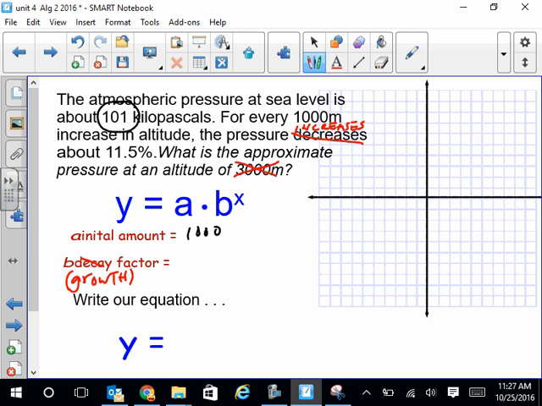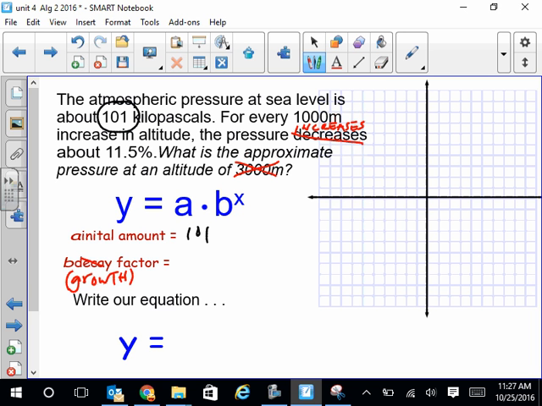Let's see if we can write out the whole thing. My hope was not to make all this part hard, but what if I had this and it looked weird like this? It looks like a parenthesis, 1.115, that's what I put, raised to the x.